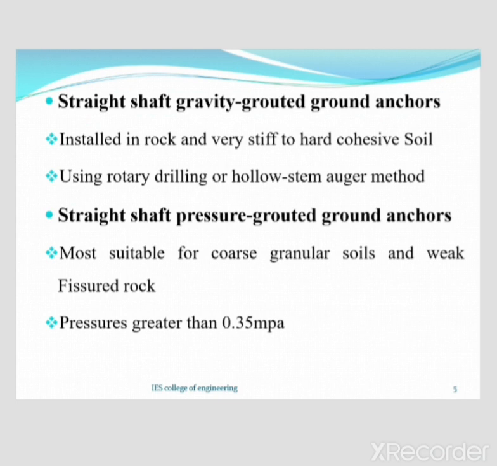The straight shaft gravity grouted ground anchors are installed in rock and very stiff to hard cohesive soil using rotary drilling or the hollow stem anchor method. Second, straight shaft pressure grouted ground anchors are most suitable for coarse granular soil and weak fissured rock. The pressure is greater than 0.35 megapascal.